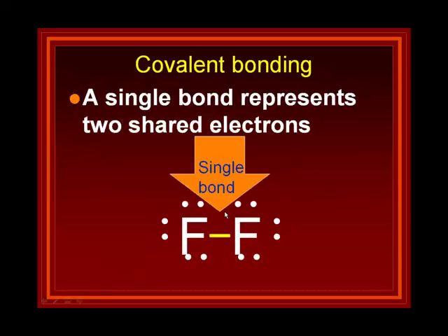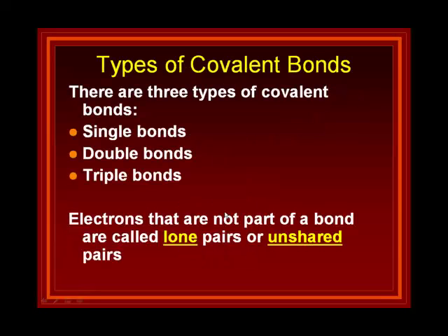Those two being shared in the middle are called a single bond. When they get shared, that's the actual bond. So 2 shared electrons make a single bond. We've got other types of covalent bonds in addition to single bonds. We have double bonds and triple bonds. A single bond is 2 electrons being shared, and it's a single line.